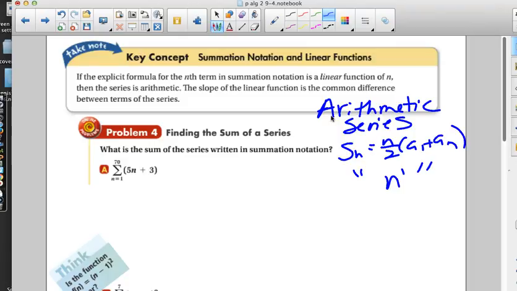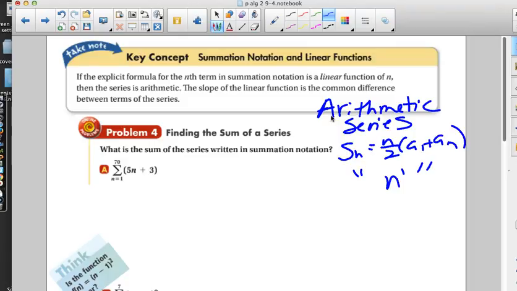It is, hey, this is only for arithmetic, only if we're going to be adding the same number every single time. So the box says, if the explicit formula for the nth term in summation notation is a linear function, that means x to the first. Well, we don't use x with these, we use n. So it needs to be n to the first. Then it is arithmetic. Then we can use Carl's formula. So that has to be one of the things that we check right away.